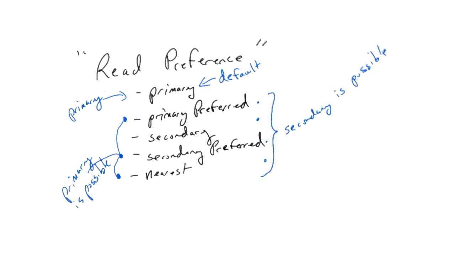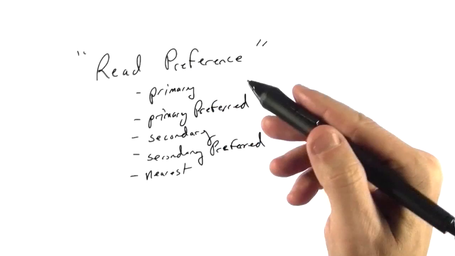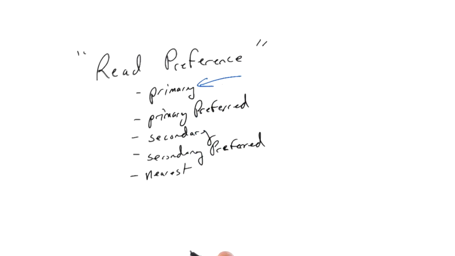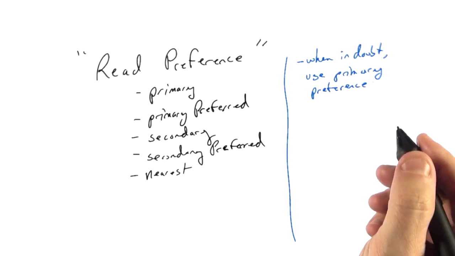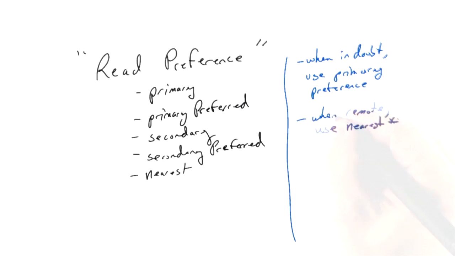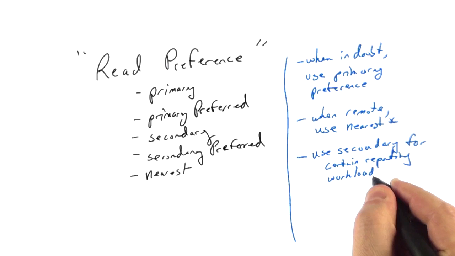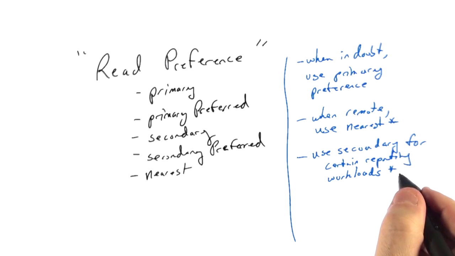So let's look a bit more at when we would use what. If you're not sure what to use, the default is primary. So let's try to make a list of some suggestions here. When in doubt, use primary mode. When you're in a remote data center, use nearest if you're okay with potentially stale data. Use secondary for certain reporting workloads, bearing in mind the possibility of lag.